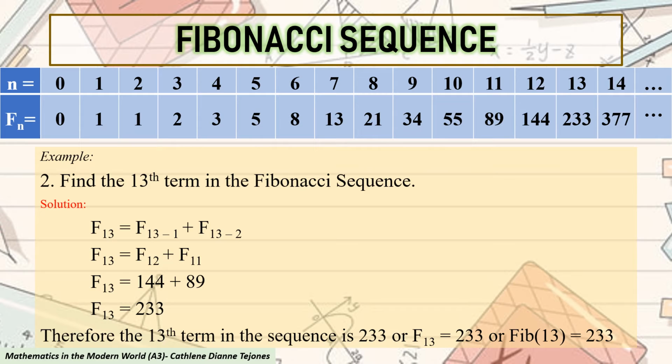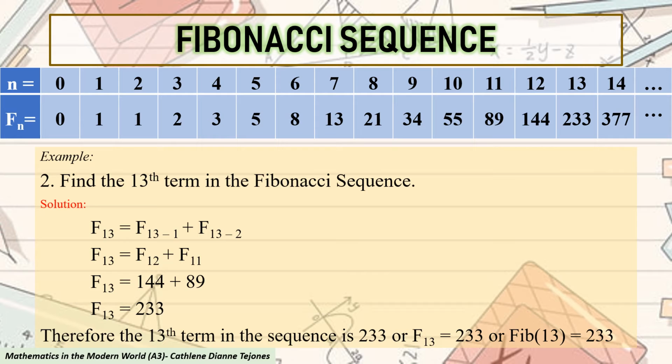So we have here our example. Another example. Find the 13th term in the Fibonacci sequence. So we have f sub 13 is equal to f sub 13 minus 1 plus f sub 13 minus 2. So f sub 13 is equal to f sub 12 plus f sub 11.